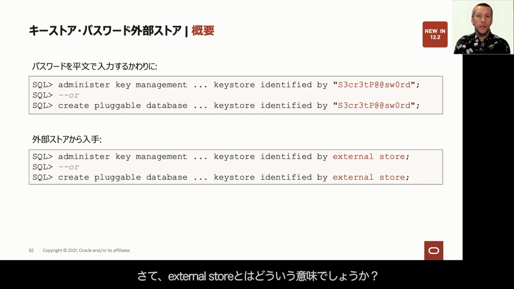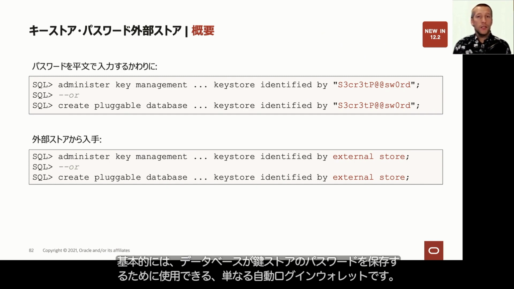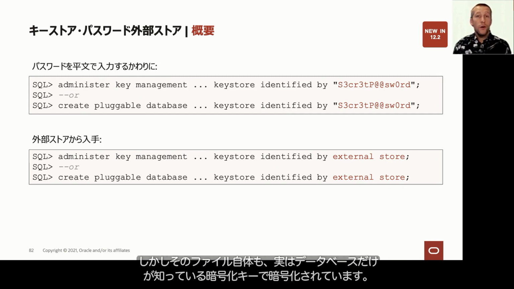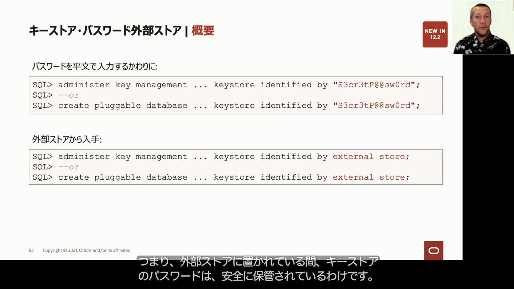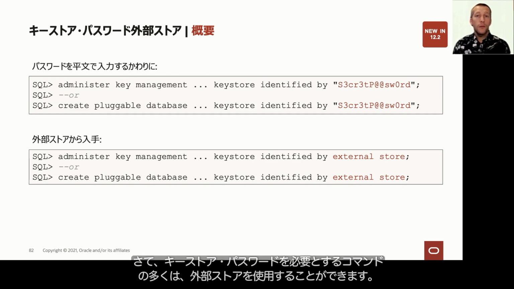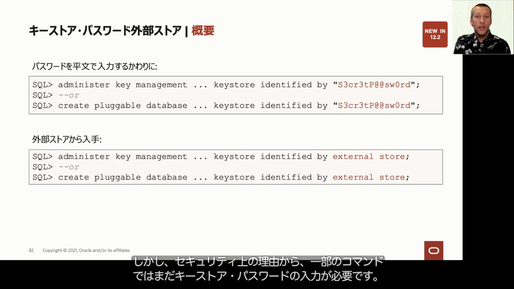Now, what does external store mean? Well, basically, it's simply just an auto login wallet that the database can use to store the key store password. Now, the external store is a very little file that is stored in the operating system. You should protect the file, but the file itself is actually also encrypted with an encryption key that only the database knows. So the key store password is safe while it's stored in the external store. But it's much easier for you to use because you don't have to specify the key store password. Now, a lot of the commands that require a key store password can use the external store, but for security reasons, some commands still require that you type in the key store password.